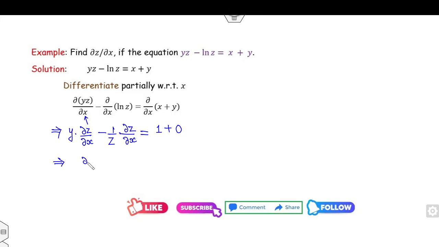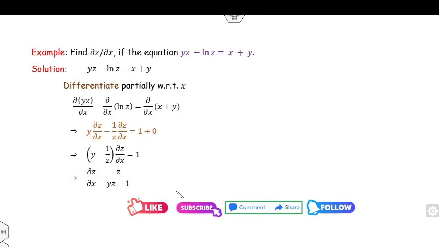Now can you find this value? Del z upon del x times y minus 1 over z is equal to 1. So can you find the value of del z upon del x? I can take the LCM and it will be yz minus 1, is the right answer. This is the first method you can solve this partial derivative.